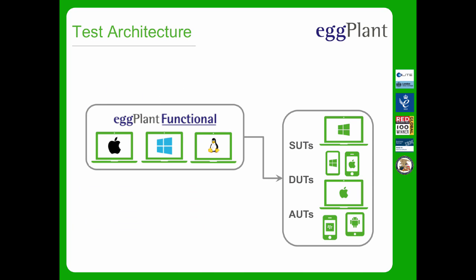Again, eggPlant Functional is installed on our controller machines where our tests are developed. When our tests are executed, they automate the systems, devices, and applications that are targeted by our technical requirements. In many cases, customers utilize eggPlant Functional team licenses when developing tests. Team licenses are great because they can be shared by testers in different locations. When using a team license, you'll run a team license server, or TLS, somewhere in your environment.